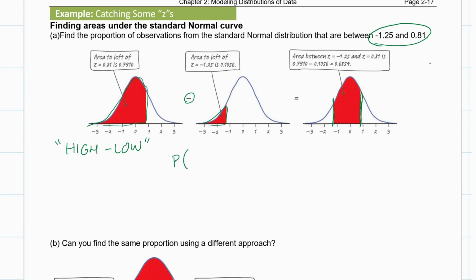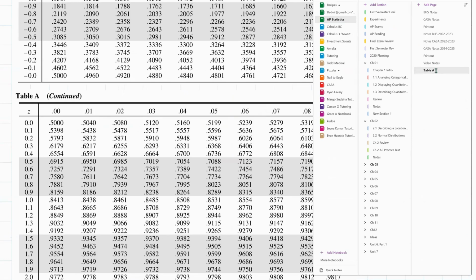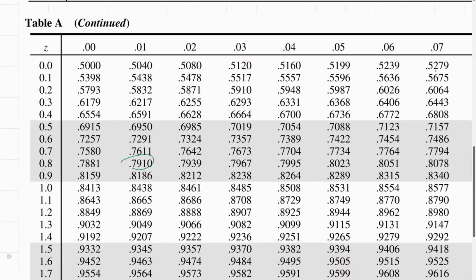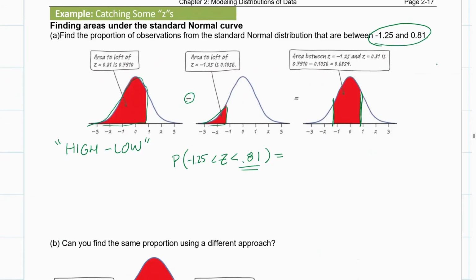So the probability or the proportion of z values that are between negative 1.25 and 0.81 are, well, we look up the value for 0.81. And again, that value, according to the z table, was 0.7910.